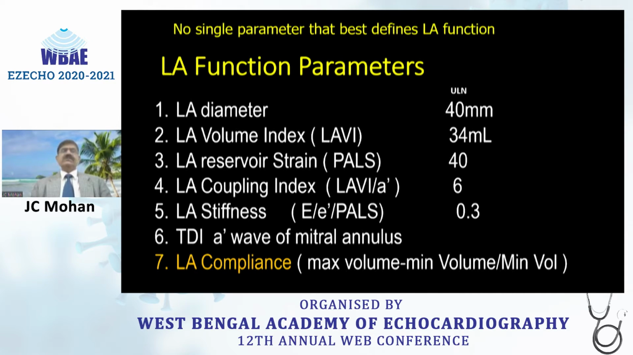However, the usual left atrial function parameters that we study are LA diameter, LA volume index, LA reservoir strain, left atrial coupling index, left atrial stiffness, and of course tissue Doppler A prime, which is again a marker of left atrial function, and left atrial compliance, which is nothing but maximum volume minus minimum volume divided by minimum volume and multiplied by 100. The reference values are shown here, and we will be discussing the reference values subsequently as well.